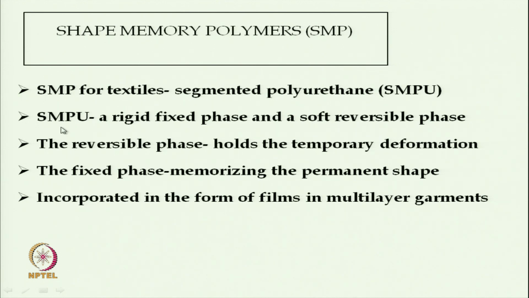The segmented polyurethanes have two phases, one is the rigid phase, another is the soft reversible phase. The rigid phase is the fixed phase, and the soft reversible phase holds the temporary deformation. So, the soft reversible phase actually deforms and holds the temporary deformation, and the fixed phase memorizes the permanent shape. So, after deformation, due to this fixed phase, the material comes back to the original shape.